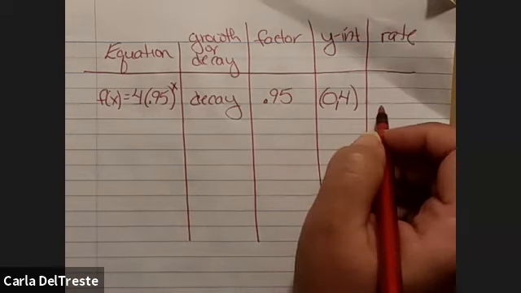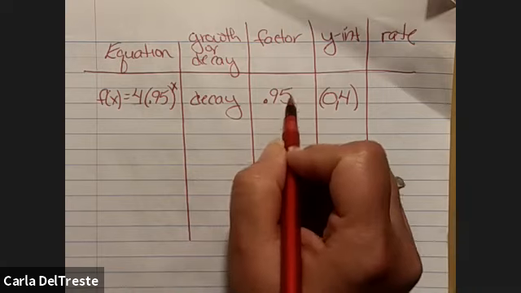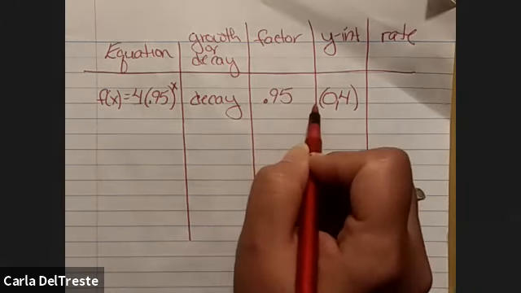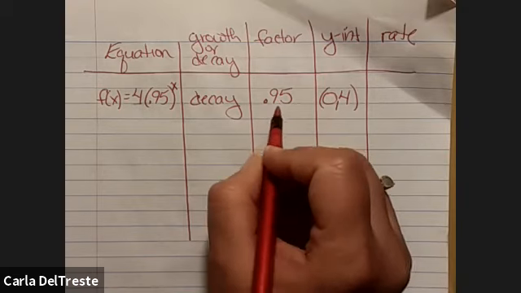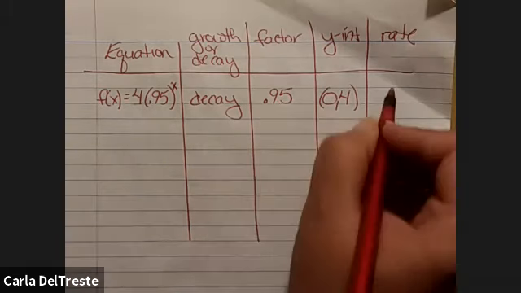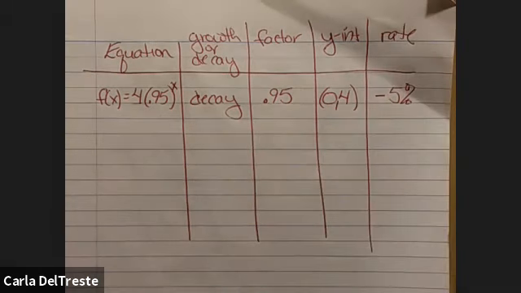And the rate is going to be 0.95 times 100. So we're keeping 95%. If we keep 95%, that means we lose 5%. So it'll be a rate of negative 5% or a decay of 5%. Remember, say one or the other, don't say both. Okay?